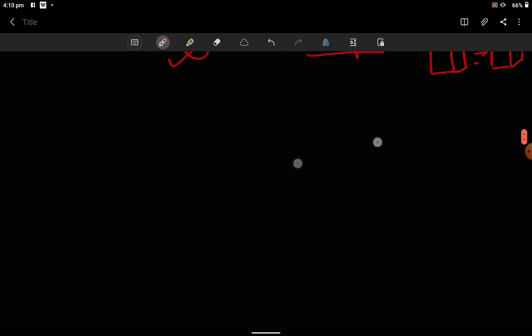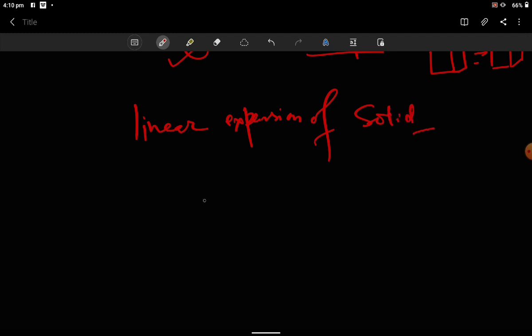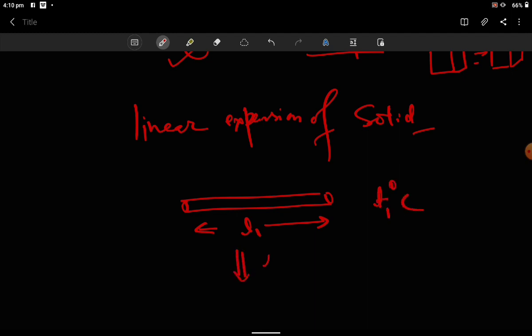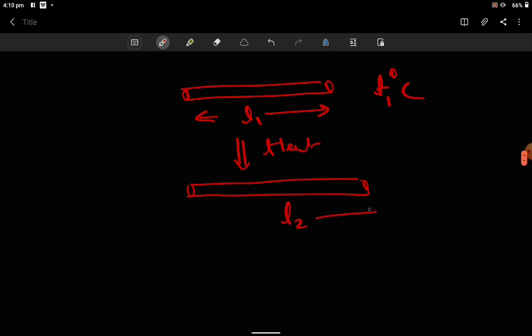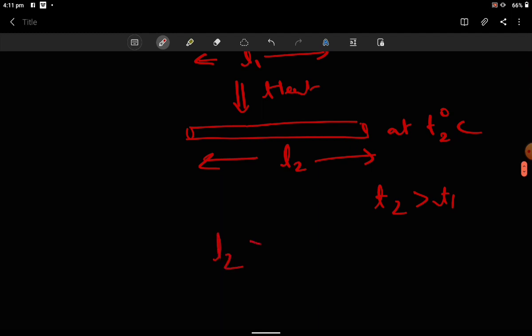Linear expansion of solid. So there is a rod. Let us suppose this is the rod, and it has a length L1 at T1 degrees Celsius. Now it is provided some heat, and we find that the length increases. Now the length becomes L2 at T2 degrees Celsius. Of course here T2 is greater than T1, and we all know that the length will increase, so of course L2 will also be greater than L1.